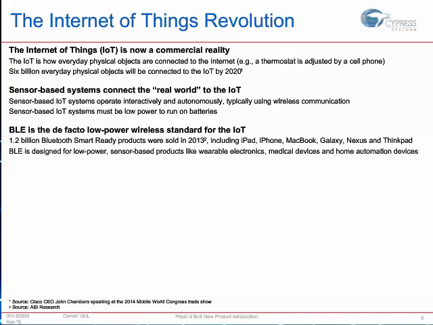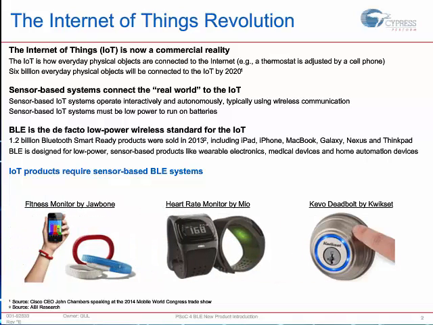So the gist of this slide really is that IoT products are rapidly being deployed in the industry. There's a lot of commercial activity behind it, and Bluetooth Low Energy is an ideal choice of wireless communication for these IoT products. And here are a couple of examples of the type of IoT products we've seen in the market over the last couple of years or so.